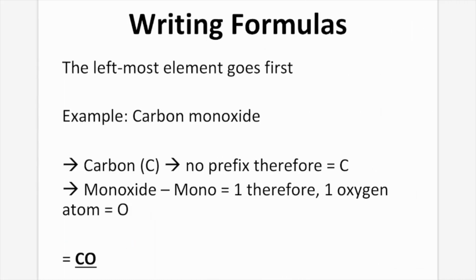Writing formulas. So when we're writing our formula, the leftmost element goes first. So for example, carbon monoxide. Carbon is first on the periodic table, so we're going to put it in first. Carbon has no prefix, therefore we're going to write C. Monoxide, mono means 1, therefore oxygen has 1. So we're going to write it as CO.